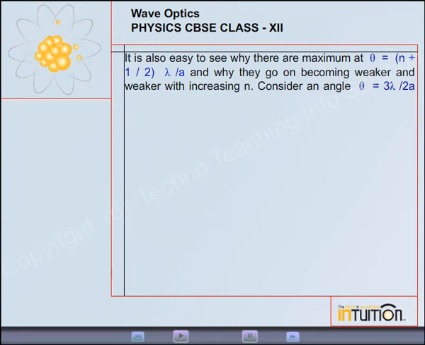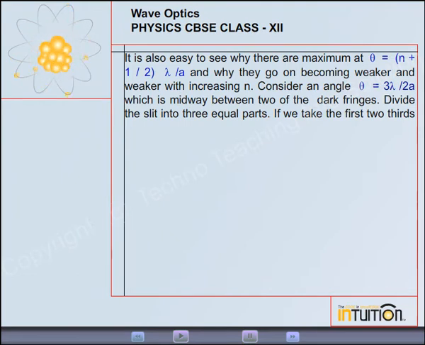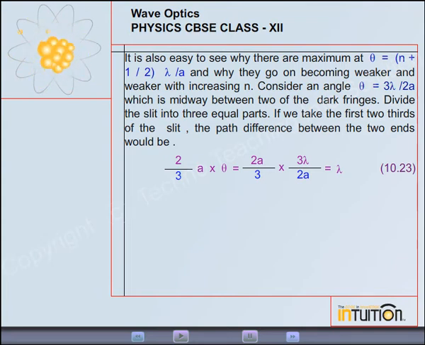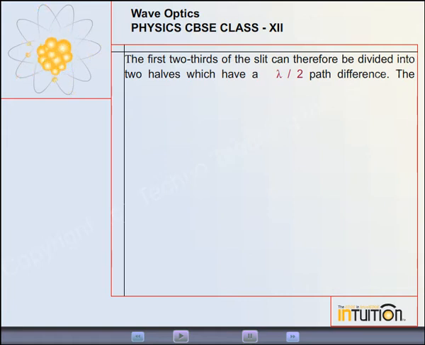Consider an angle θ equal to 3λ/2a, which is midway between two of the dark fringes. Divide the slit into 3 equal parts. If we take the first 2/3 of the slit, the path difference between the two ends would be (2/3)a θ, which is equal to (2a/3)(3λ/2a), which is equal to λ. This is equation 10.23. The first 2/3 of the slit can therefore be divided into two halves which have λ/2 path difference.